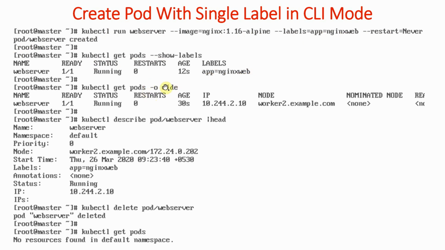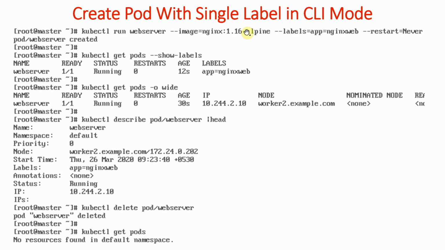And if we use the -o wide switch, it will also show the IP address, and on which node it is running. And if you want details, then kubectl describe pod webserver, and here the important information is it is showing us the label app=nginx-web. Now we are going to delete that. kubectl delete pod webserver, and if you run the get pods command, it is not there.